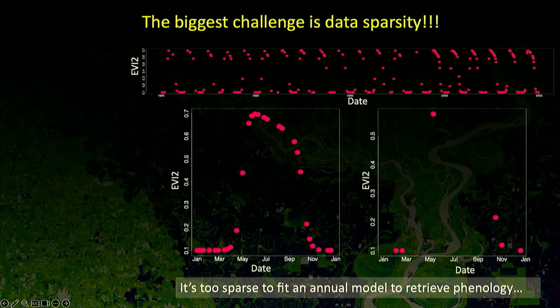It turns out the biggest challenge is data sparsity. This is an example time series. The x-axis is date, and the y-axis is EVI2, which represents leaf greenness. If you observe this curve, in some years like this, you will have more data points. You will say, well, this is obvious, this is seasonality. You can fit a curve and retrieve the phenology. But in other years, there are 1, 2, 3, 4, 5, 6 points. How can you tell phenology from those 6 points? How can you fit a curve, right? There's no way.